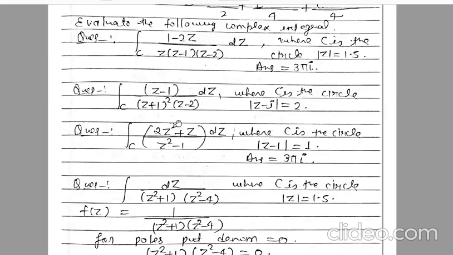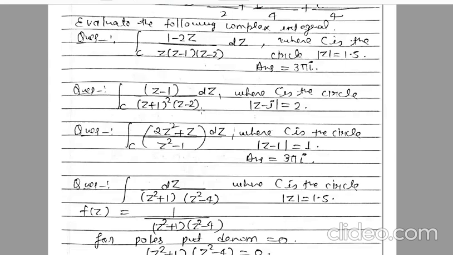Now there is another question: (z plus 1)(z minus 1) upon (z plus 1) whole square into (z minus 2) dz. So for poles you will write (z plus 1) whole square equal to 0 and z minus 2 equal to 0, right? So (z plus 1) whole square means z equal to minus 1, minus 1. This is a pole of order 2, and z equal to 2 is also a pole.